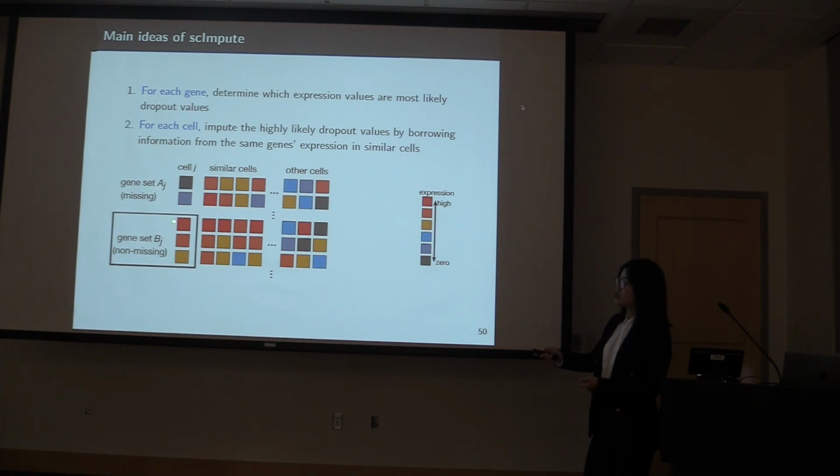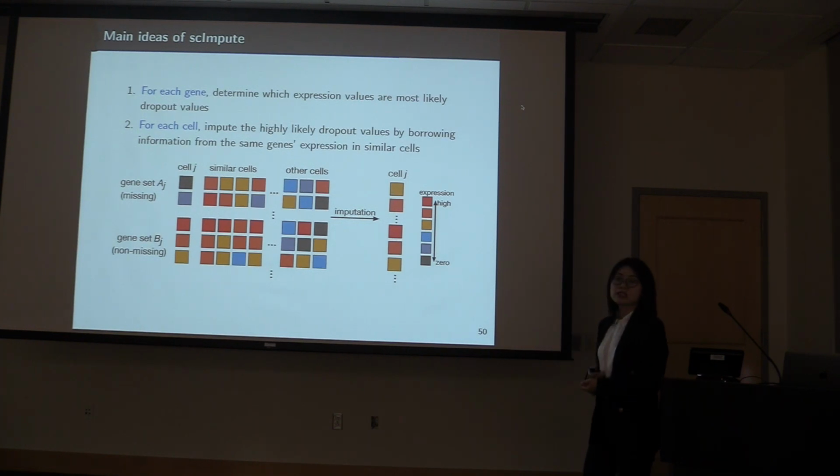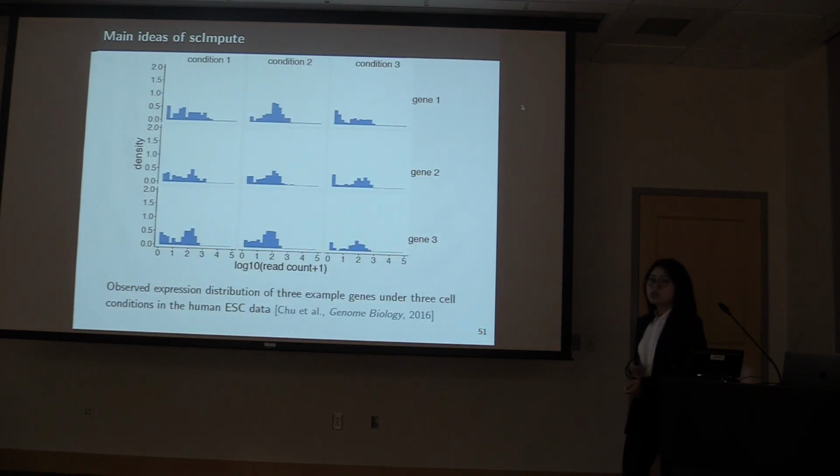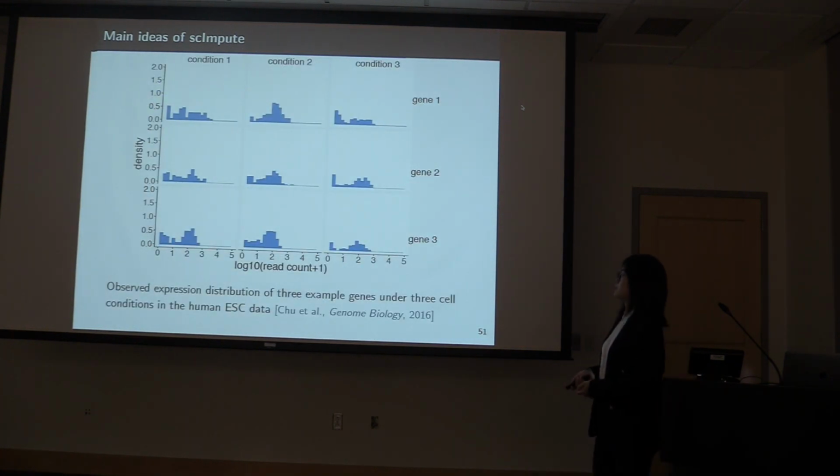Based on gene set BJ, we want to select the similar cells of this cell J, and then we want to impute the gene expression values of gene set AJ by borrowing information from these similar cells. And these main ideas are motivated by two important observations in real single-cell RNA-seq data.